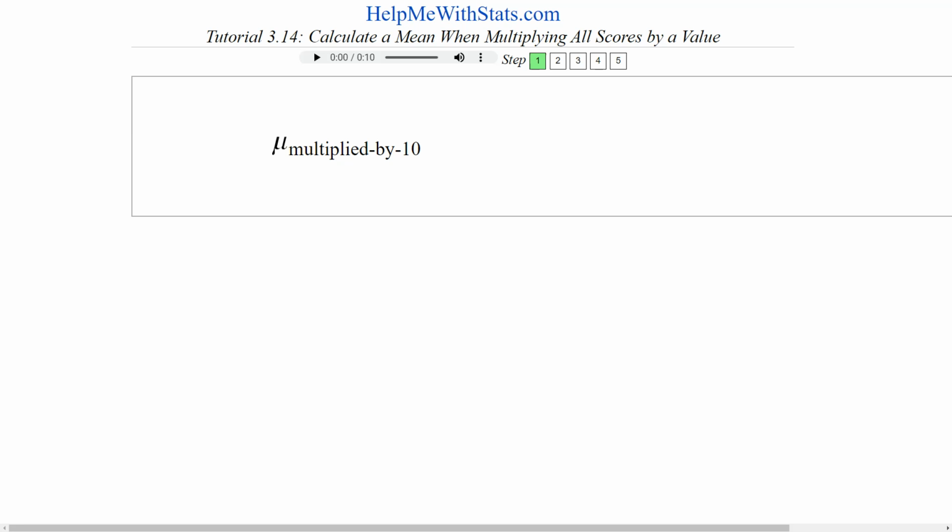HelpMeWithStats.com was used to create this tutorial that can help us calculate a mean when multiplying all scores by a value. Let's see what happens to the mean when we multiply every score by 10. Here we have the symbol for the new mean after we multiply each score by 10. Here is the sum of each score multiplied by 10.